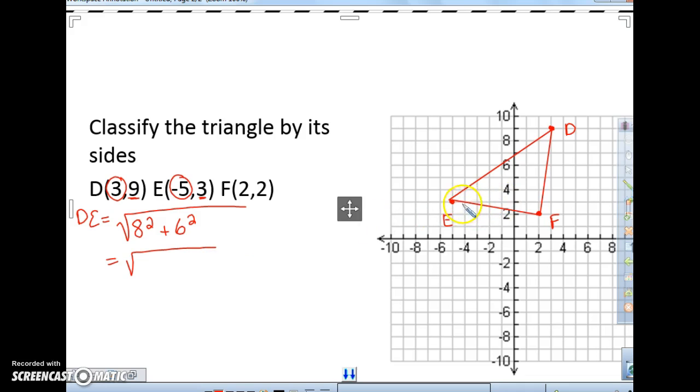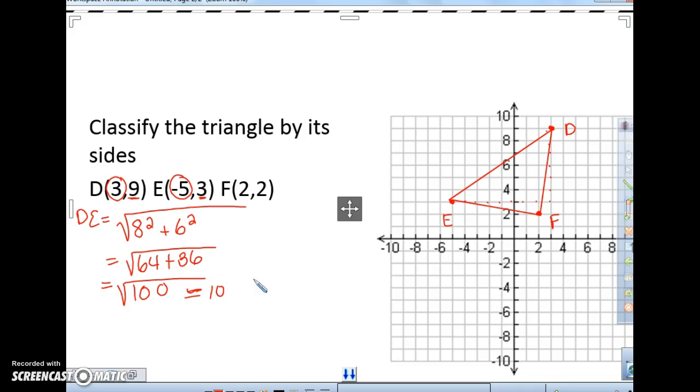So when I say count, you can count from E to D. If you go 1, 2, 3, 4, 5, 6, 7, 8, there's the 8. And then if you go up 1, 2, 3, 4, 5, 6, there's the 6. So 64 plus 36. What is that? Oh, that's a 9. So 100. So the square root of 100 is actually 10. It comes out nice and even.